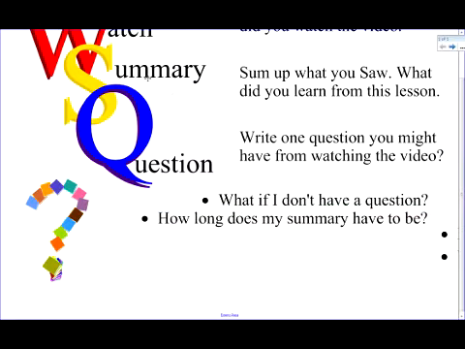Back to S, summary. How long does my summary have to be? At least a sentence. When you go to write your summary, you need to say, well, I learned about the 8s today. I learned about how to add, how to carry, how to borrow if I'm doing subtraction. Or I learned what a factor is. Doing multiplication, you need to know factors. So at least one sentence.